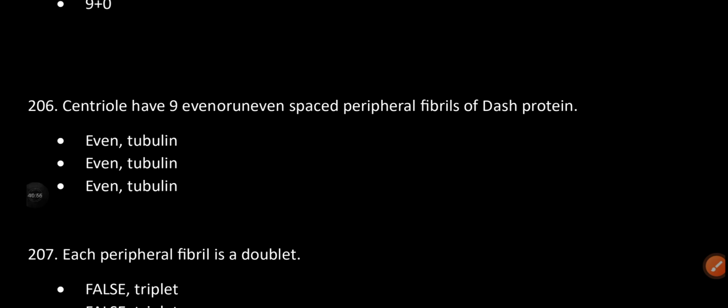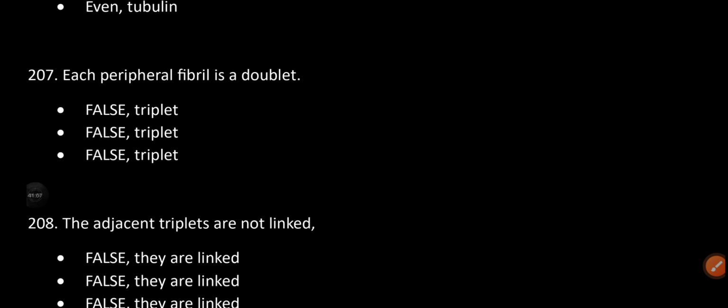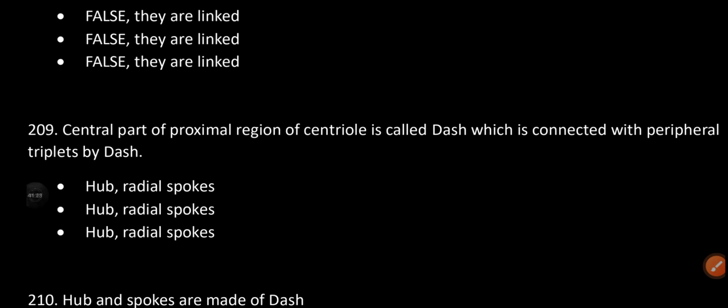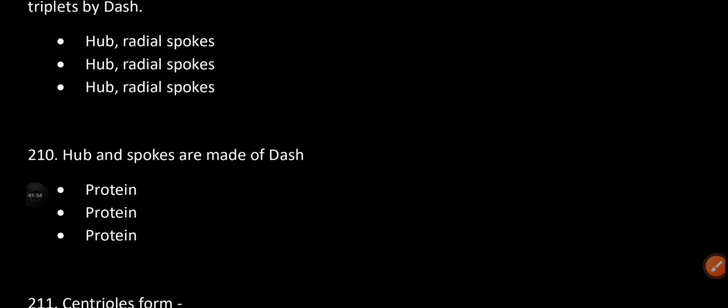Centrioles have 9 evenly spaced peripheral fibrils of tubulin protein. Each peripheral fibril is a doublet. False. Triplet. The adjacent triplets are not linked. False. They are linked. Central part of proximal region of centriole is called hub, which is connected with peripheral triplets by radial spokes. Hub and spokes are made of protein.